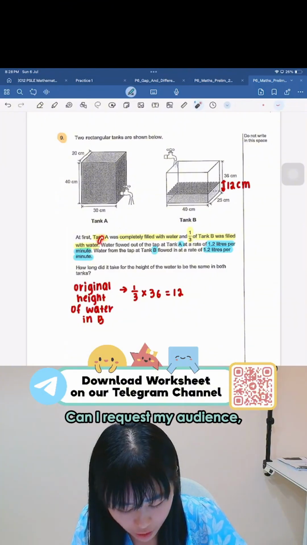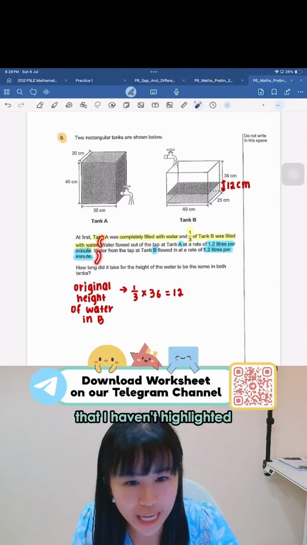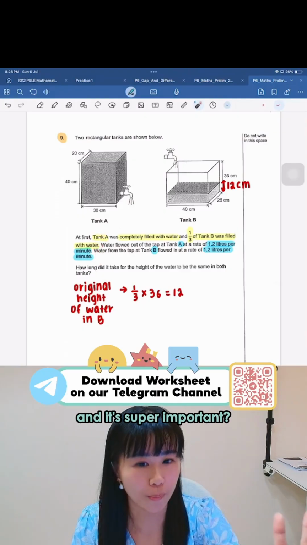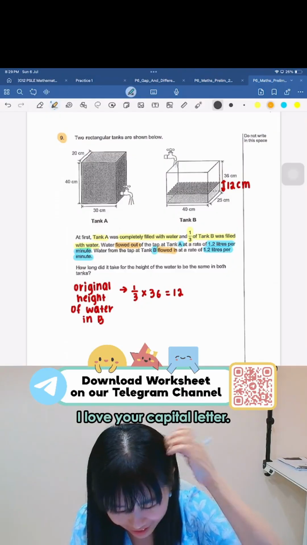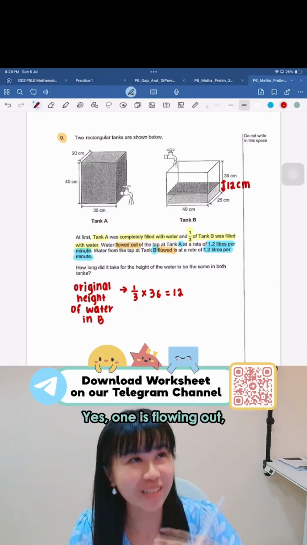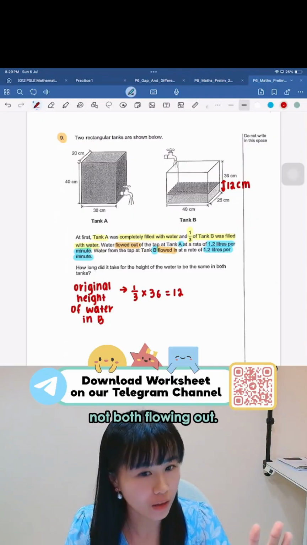Can I request my audience, can you tell me what are the important keywords that I haven't highlighted and is super important? Flow out and flow in. Thank you. I love your capital letters. Yes, one is flowing out, another flowing in. It's not both flowing in or both flowing out.